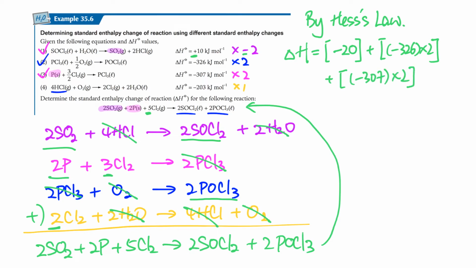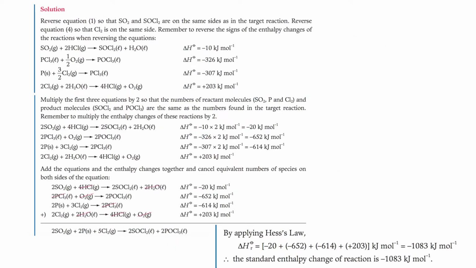And then this one have to be reversed. Is it reverse? I forgot that. Okay, have to be reversed. So this one should be negative 1. So we have to plus positive 203. By doing so, you should be able to find the answer, this one should be equals to negative 1083 kilojoule per mole. And you can check the answers in the textbook.